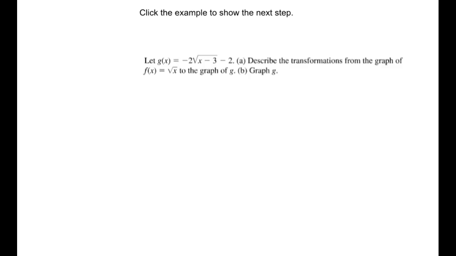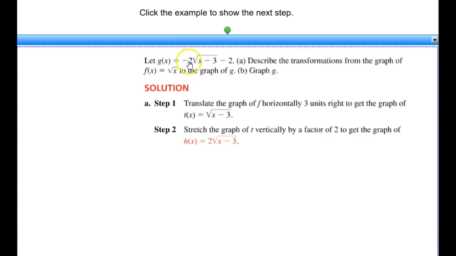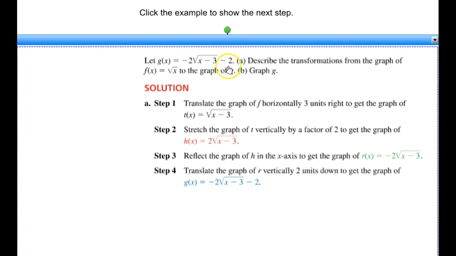Okay, so now here's our next example. g of x equals negative 2 times the square root of x minus 3, minus 2. First I have to describe the transformations, how it's different than my parent, and then graph it. The first thing I notice is I have this h value, so this h will translate it 3 units to the right. I have this 2 value here in front, which is a vertical stretch, so I'm stretching by a factor of 2. This negative sign tells me that I'm going to reflect my graph in the x-axis. And then I have this negative 2, which tells me I'm going to move my graph vertically down 2 units.